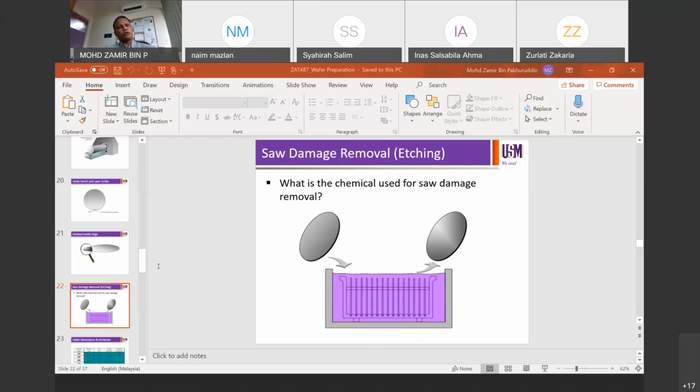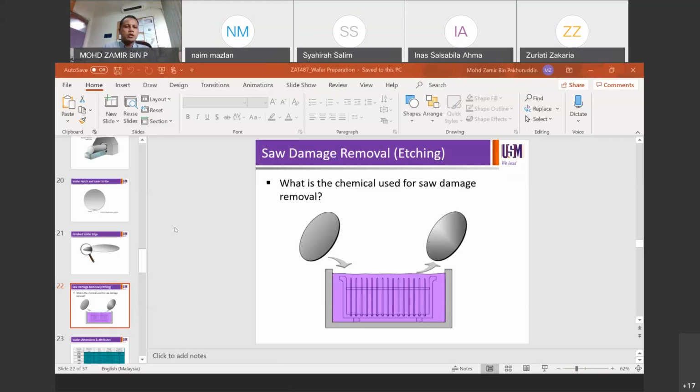So if you talk about monocrystalline, we normally use KOH or NaOH or TMAH. Satu yang tak sebut ialah TMAH ya, timah. Tetramethyl ammonium hydroxide, right? That's timah. So you can use either one of these, KOH or NaOH or TMAH, for damage removal.